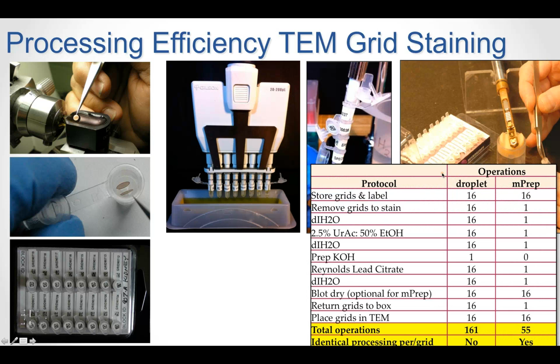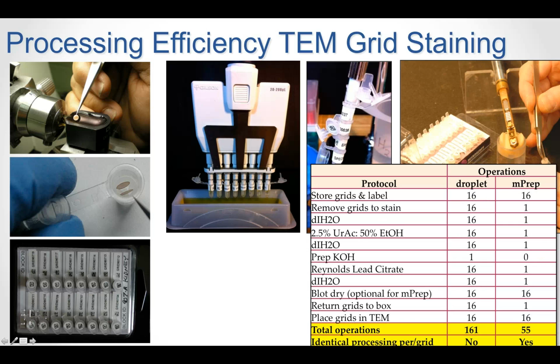So we can look at the staining protocol here, and we can count up the total operations. As we see, the total operations, if we were doing droplet staining, is something on the order of 160 operations compared to the mPrep operations of about 55. But that doesn't even tell the full story. Every time each of the 16 grids is prepared, they have to be picked up and moved one by one. Whereas with the mPrep processing, most of the operations are done in tandem with one motion of the pipette.